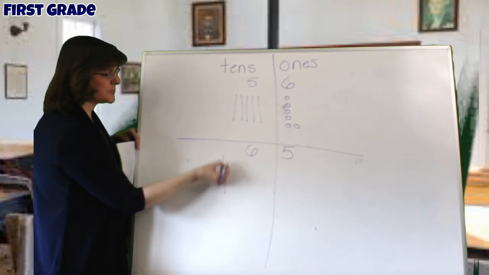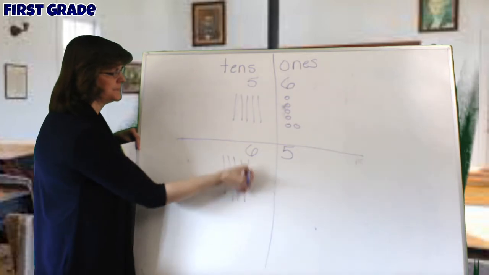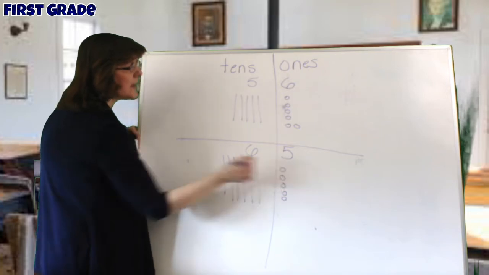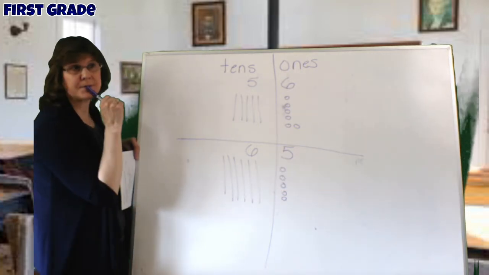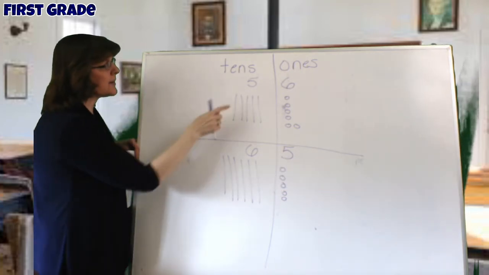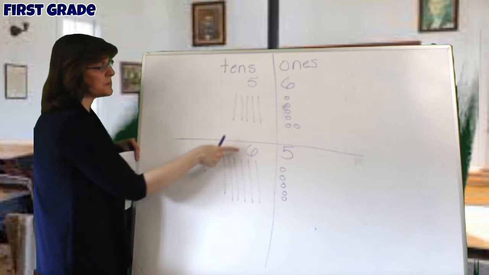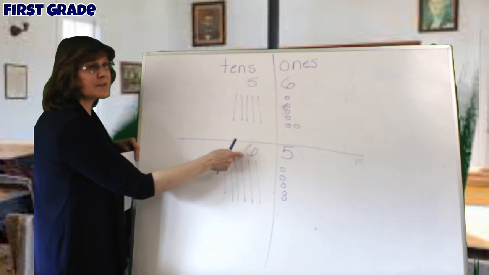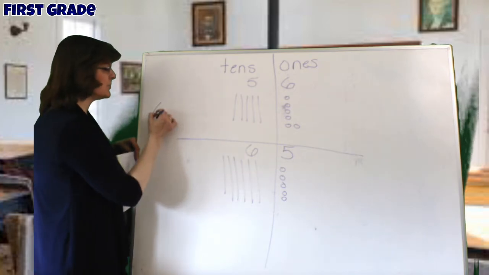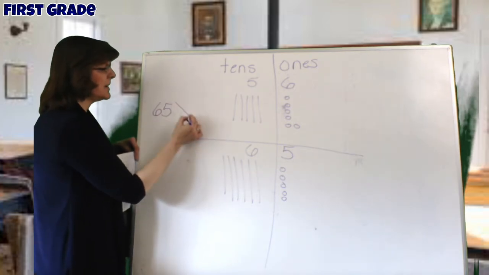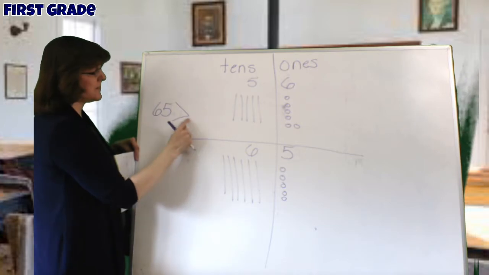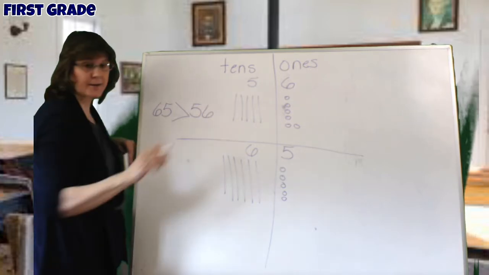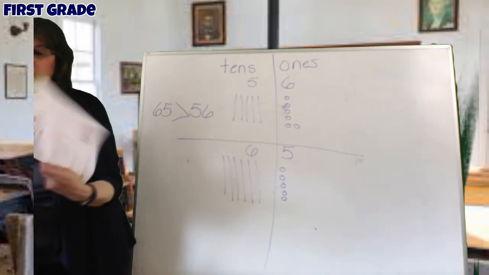So now I'll do 6 sticks and 5 ones. And then I want to decide which number is the greater number. Well, I first would start by looking at the tens place, and I know that I have more sticks here than this number. 65 would be greater, so I would write it like this. 65 is greater than, the mouth is opening toward the greater number, than 56. So that's the first page of your lesson.